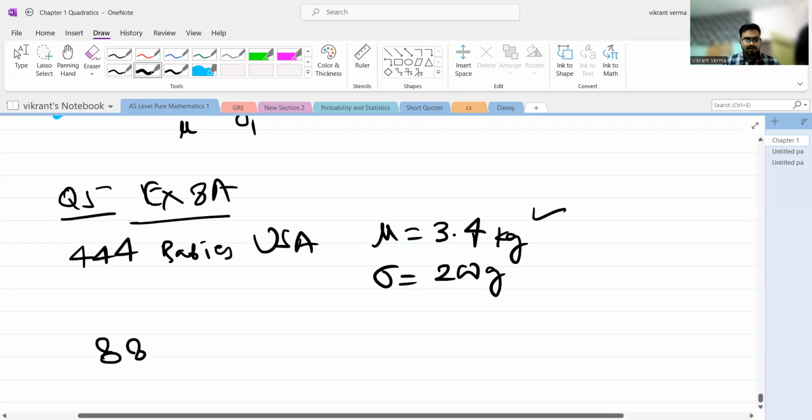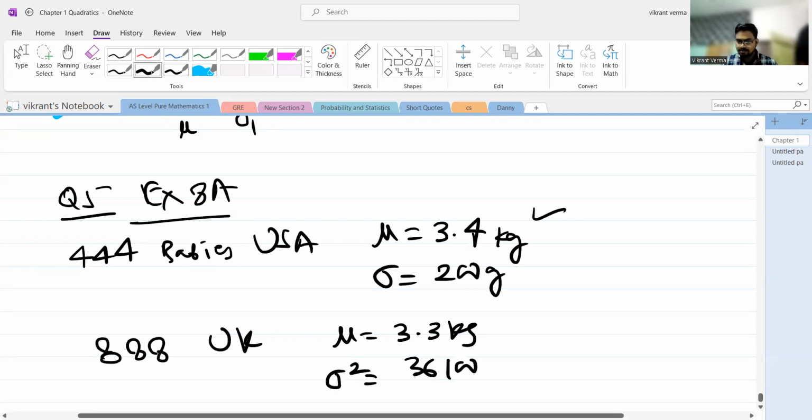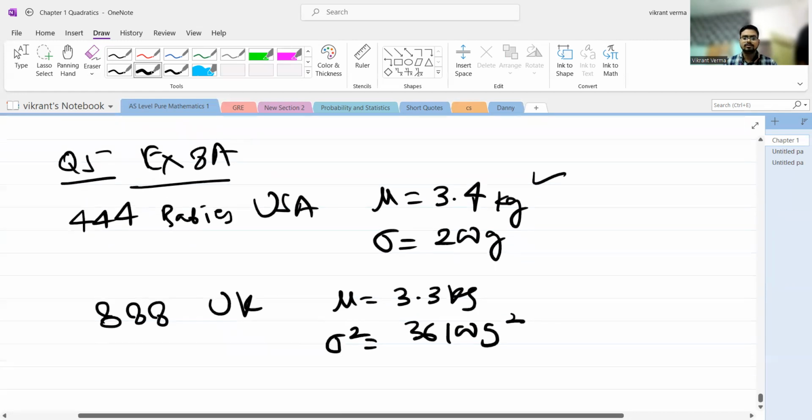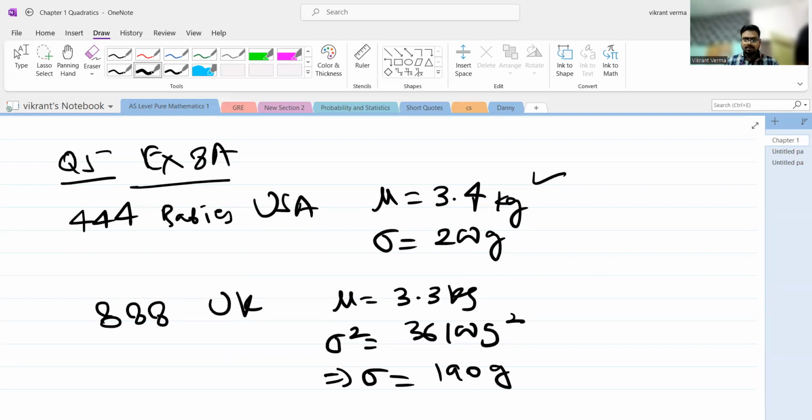And similarly, about 888 newborn babies in the United Kingdom, their mean is 3.3 kg. The variance sigma square they have given is 36100 grams square. So with the help of a calculator, we can calculate the standard deviation. It will come to be 190 gram.